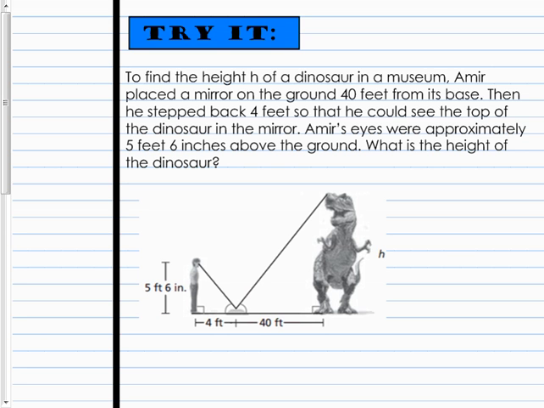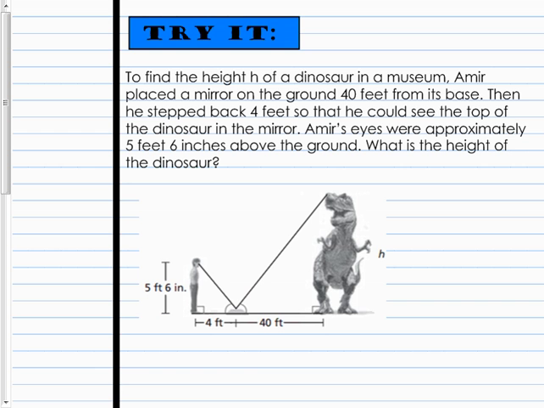We are on the try it, your back of your notes. To find the height H of a dinosaur in a museum, Amir placed a mirror on the ground 40 feet from its base. Then he stepped back 4 feet so that he could see the top of the dinosaur in the mirror. Amir's eyes were approximately 5 feet 6 inches above the ground. What is the height of the dinosaur?